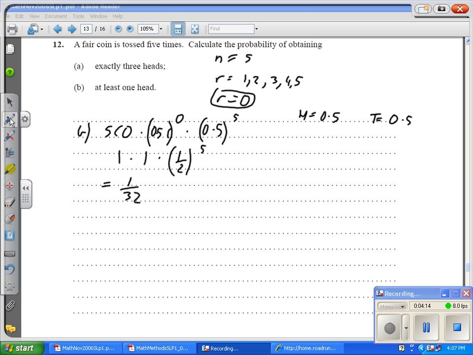And now you need for at least one head. So all you do is subtract 1 minus 1 over 32, and you should get the answer. And it should just be 31 over 32. And that is your final answer.